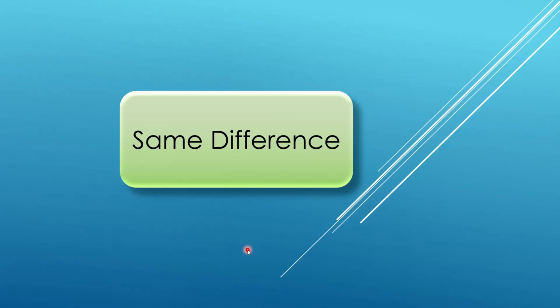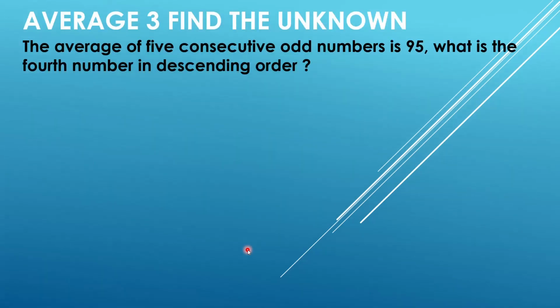Now we'll go for the next topic, which is: now we need to find the unknown. We have been given some average, and we'll check one example of how we can find the unknown. What is given here? The average of 5 consecutive odd numbers is 95.